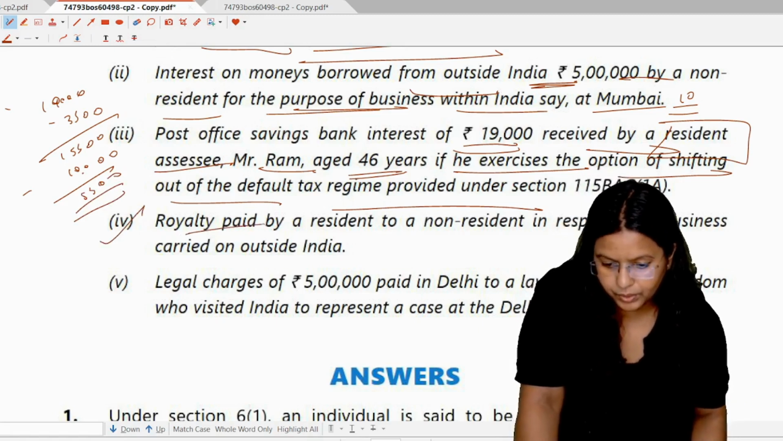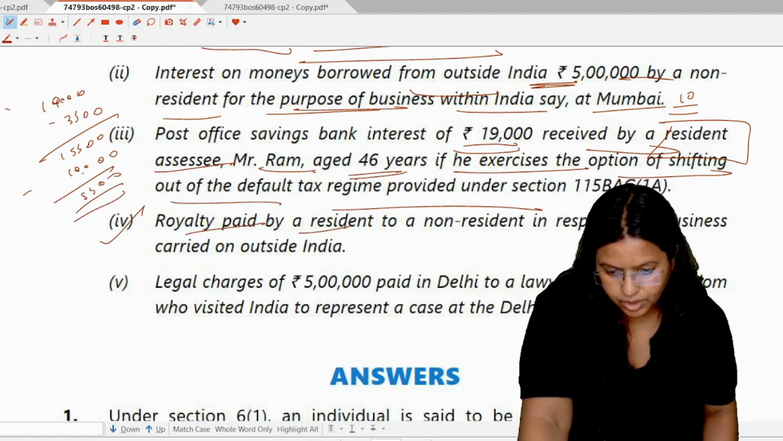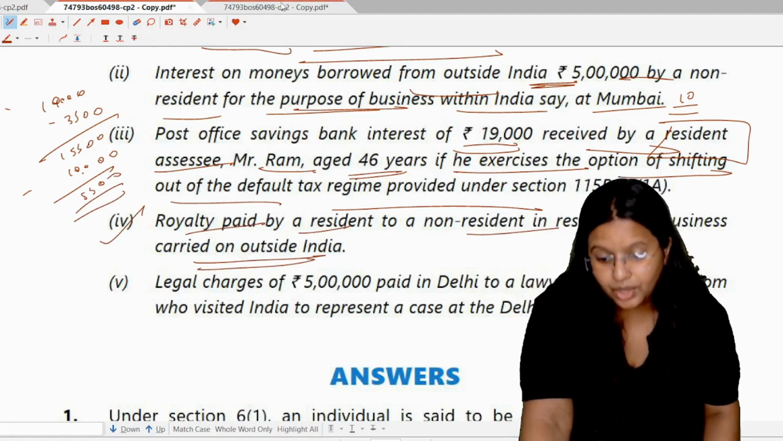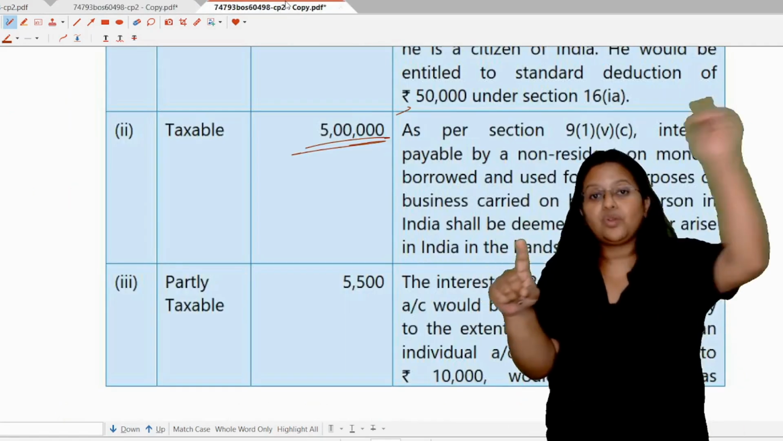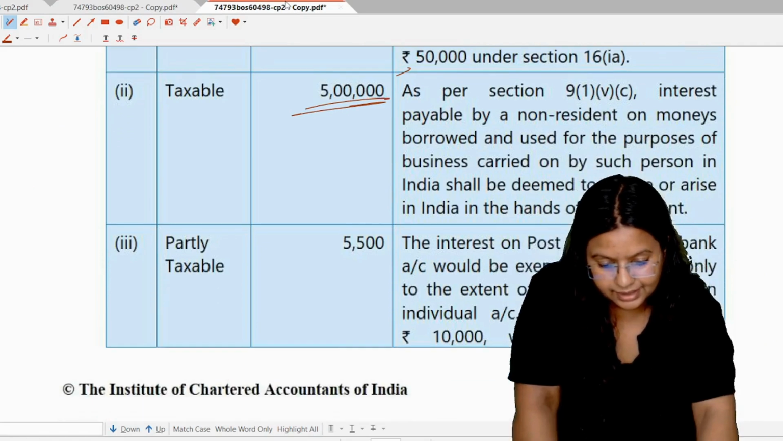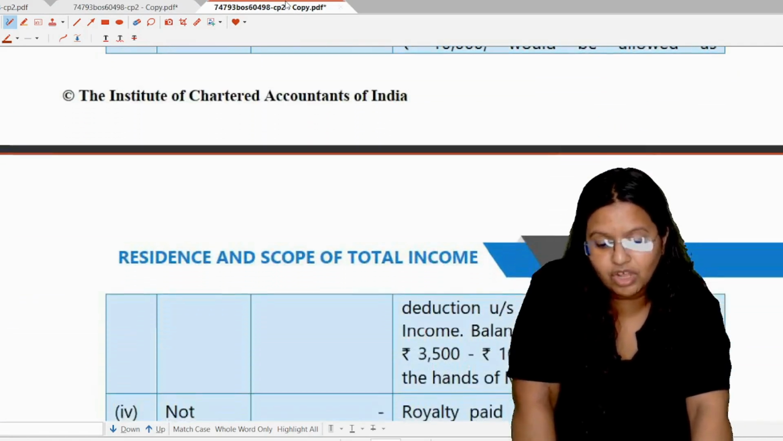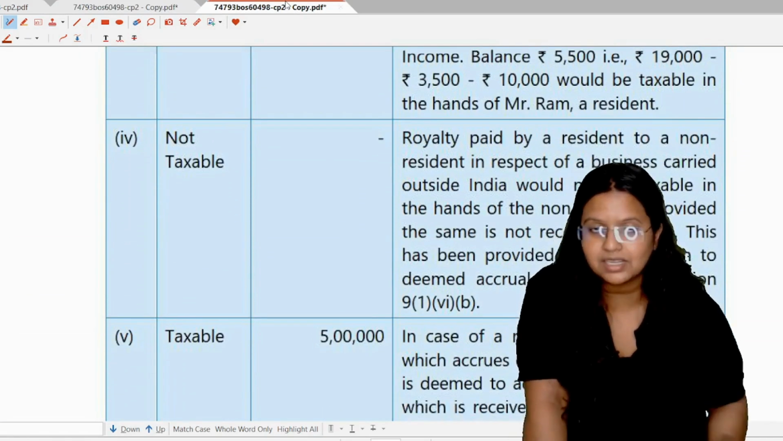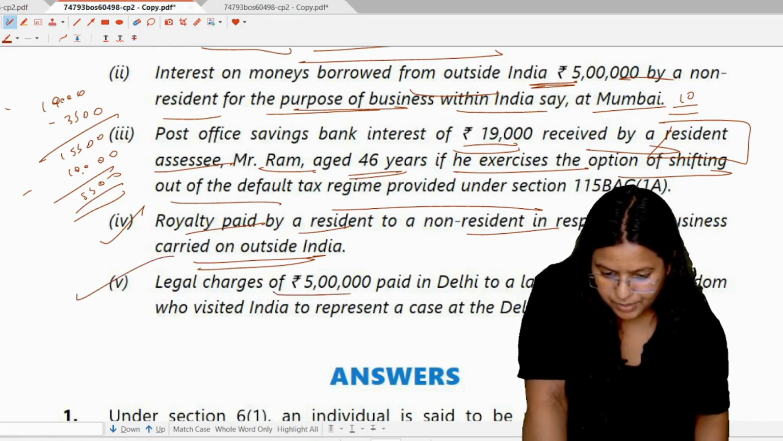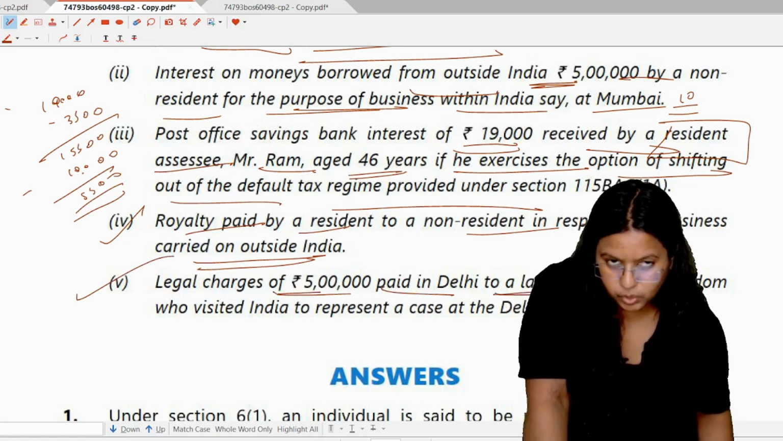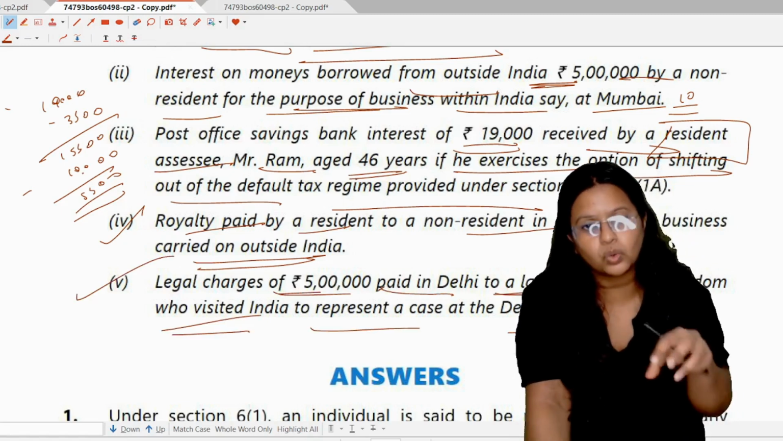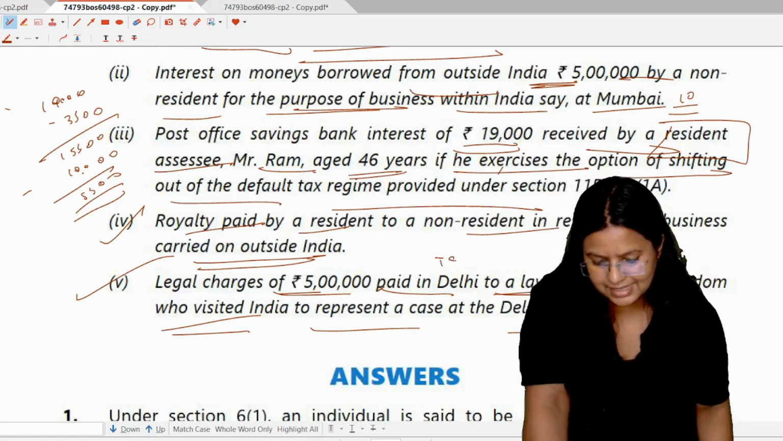Point number 4. Royalty paid by a resident to a non-resident in respect of a business carried on outside India. Now, royalty paid by a resident to a non-resident, it means the recipient is an NR here. And the NR is getting that royalty for a business which is outside India, so students, that is not taxable for that non-resident person. Point number 5. Legal charges of rupees 5 lakh paid in Delhi to a lawyer of the UK who visited India to represent a case at the Delhi High Court. The place of accrual is in India, so that is taxable income.